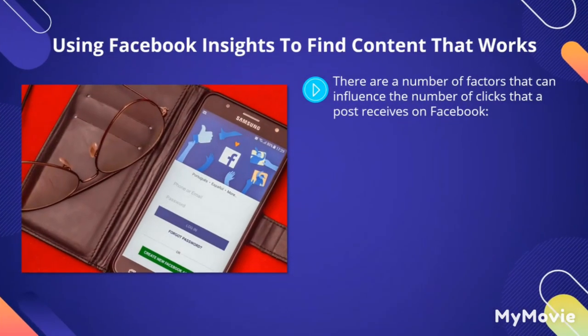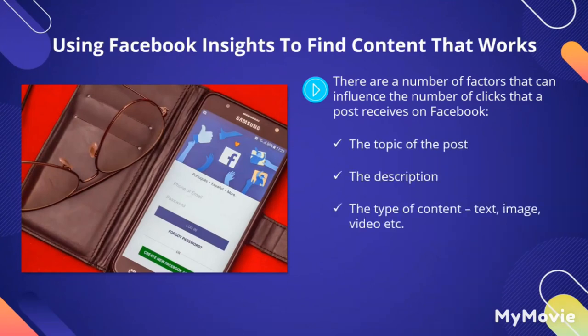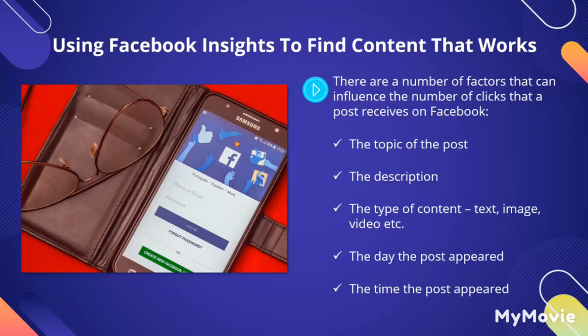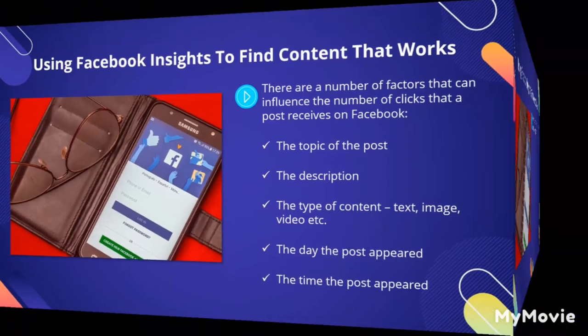There are a number of factors that can influence the number of clicks that a post receives on Facebook: the topic of the post, the description, the type of content (text, image, video, etc.), the day the post appeared, and the time the post appeared. We recommend that you use a spreadsheet such as Google Sheets and add your most clicked posts to the sheet along with the information above: post topic, description, content type, etc. This will provide you with even more insight into what works the best. The aim with your Facebook posts is to get your audience to click, so don't skip this step.